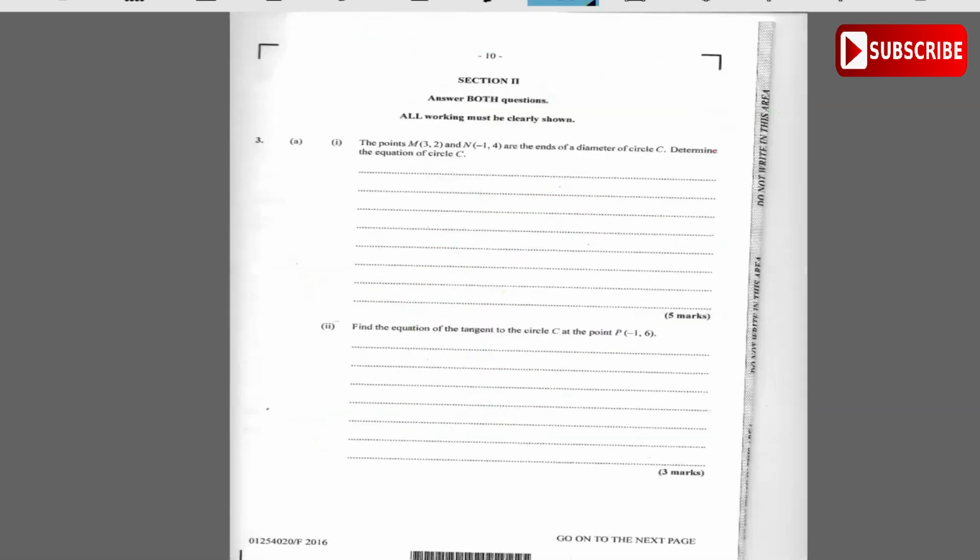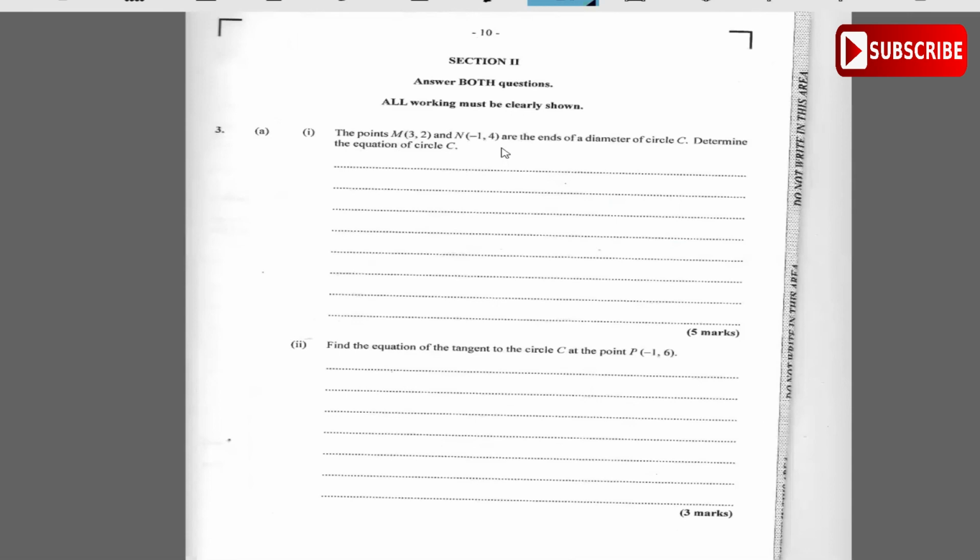Now let's go to section 2. Section 2 says the points M and N are the ends of a diameter of a circle, and it says determine the equation of the circle C. So the points M and N are the endpoints of a diameter of a circle, and they want us to determine the equation of C.